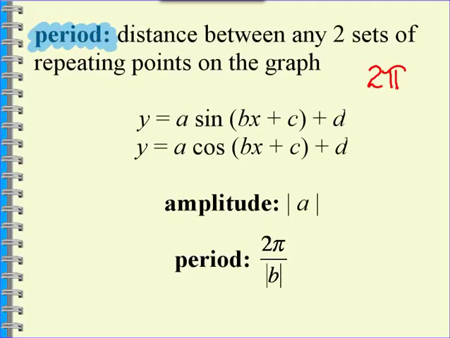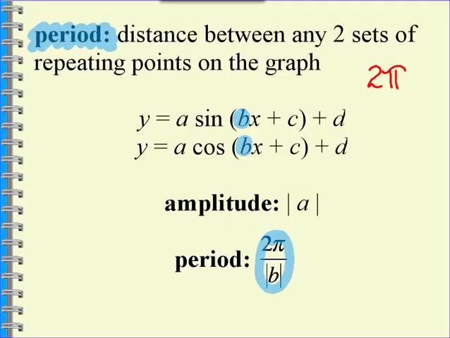So now, if you notice, we've extended our equations a little bit. I want you for right now to not worry so much about the C and the D. We haven't gotten that far. The C and the D do our left shifts and our up and down shifts. We're looking specifically at the B. B is what's going to tell us what the period is, because up until this point the period's been 2 pi. But now we're going to look at what happens when the period is not 2 pi.